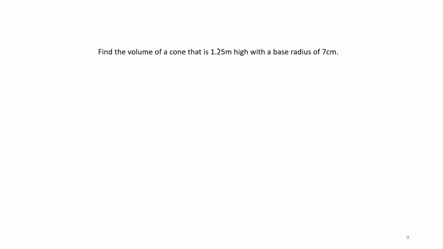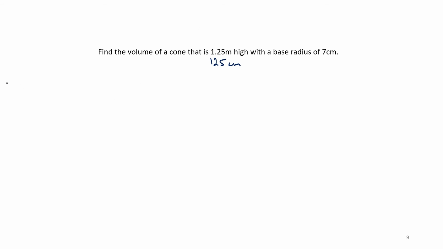So that's fine. Find the volume of a cone that is 1.25 meters high with a base radius of 7 centimeters. Now, I'll tell you this now because you're going to see me do it anyways. This is in meters and this is in centimeters. So you need to convert to whatever your answer choices are in. In this case, we're going to assume they are in centimeters. So I'm going to change this to 125 centimeters. If you don't know how I got that, you need to study the metric system. A centimeter is 100th of a meter, so multiplying this times 100 gives us this.